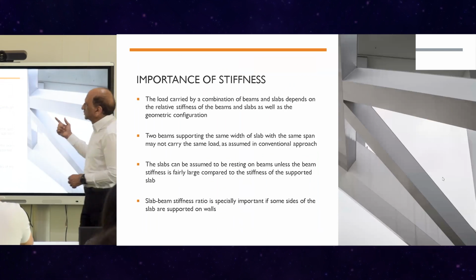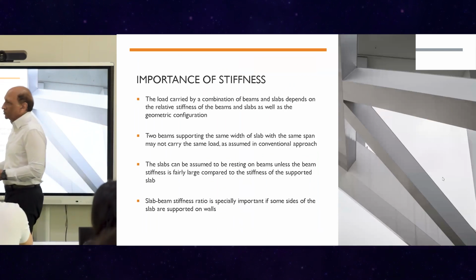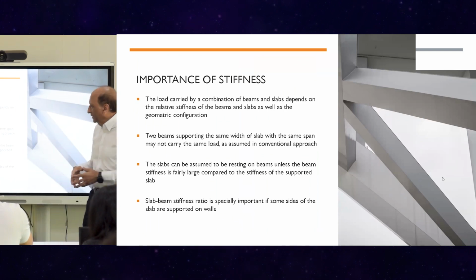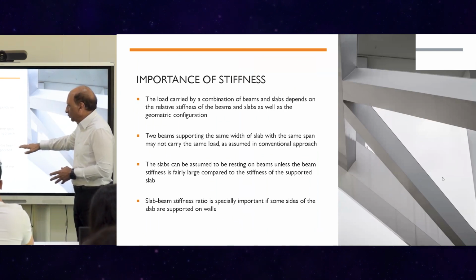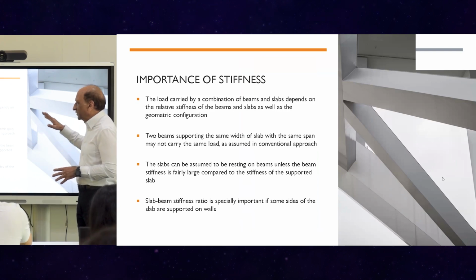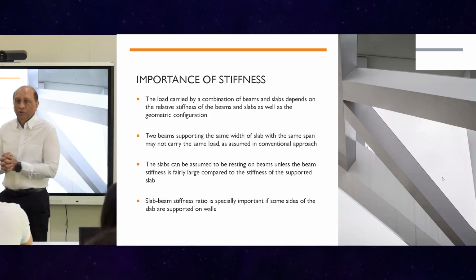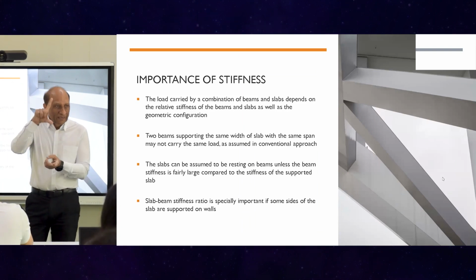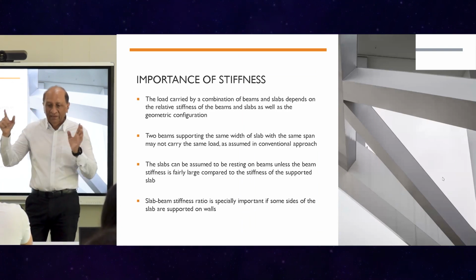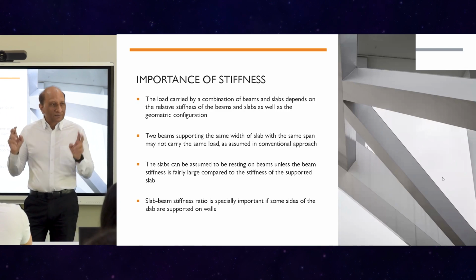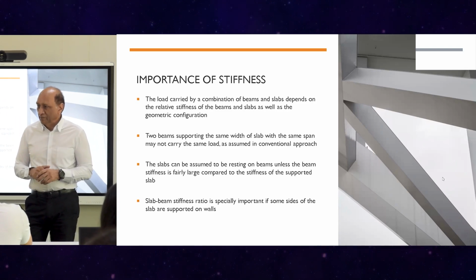So, importance of stiffness. The load is carried by a combination of beam and slab based on the relative stiffness of the slab and the beam. That's the main lesson. And the slabs can be assumed to be resting on beam unless the beam stiffness is very large. How large do you think the stiffness of the beam should be compared to the slab that it is supporting before it is assumed to be a support or a beam, real beam?